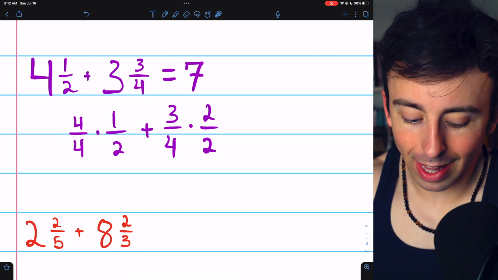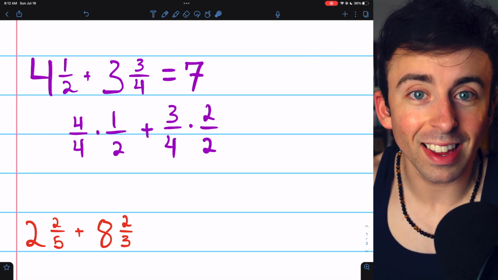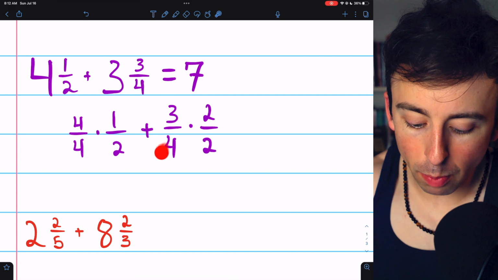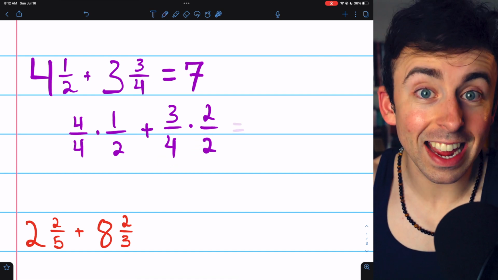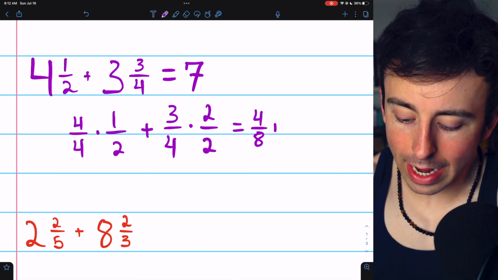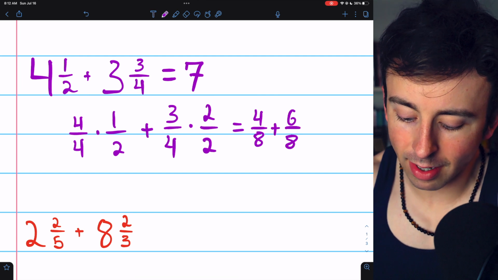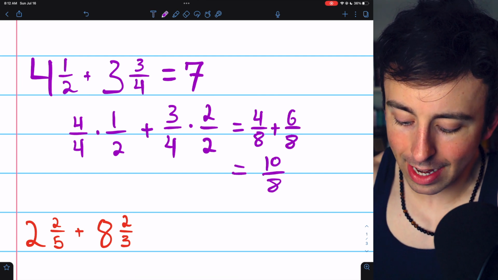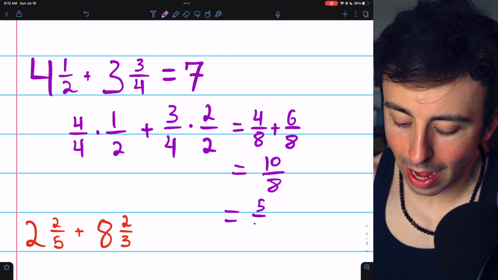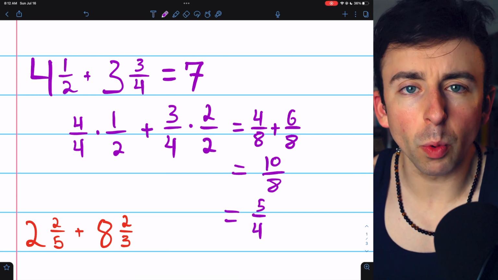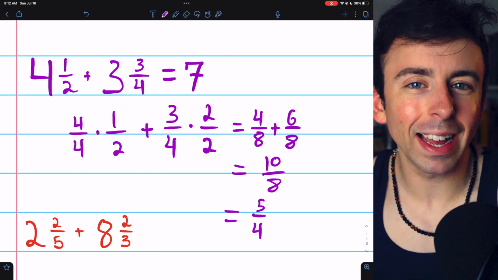The denominator on the left will be 4 times 2, which is 8, and the denominator on the right will be 4 times 2, which is 8. This would end up giving us 4/8 plus 6/8, which of course equals 10/8, which we can reduce to 5/4. So this method always works, however it's not always the best method.